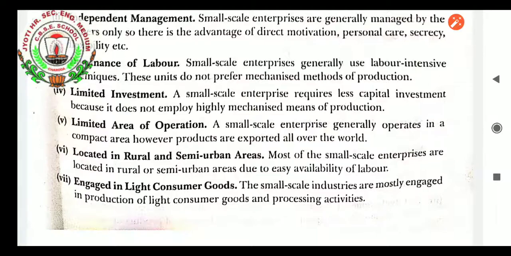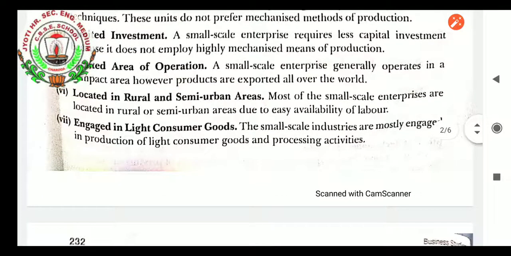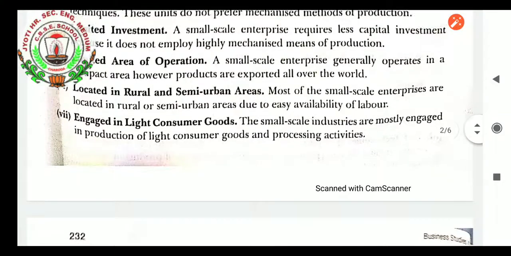Engage in light consumer goods. The small scale industries are mostly engaged in the production of light consumer goods and processing activities. So they are engaged in light consumer goods, as small scale industries are mostly engaged in the production of light consumer goods and processing activities.